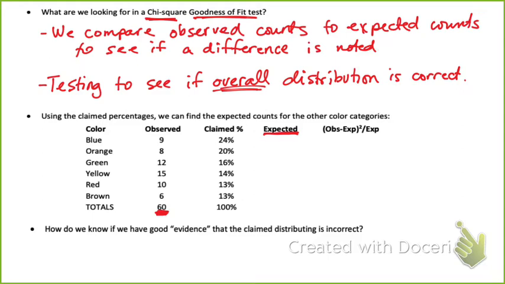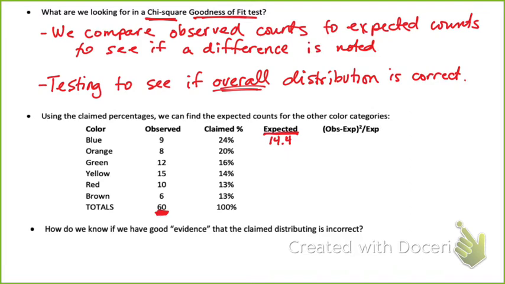So if I've got 60 M&Ms in the bag and 24% of them are supposed to be blue, how many blues should I have gotten? So we need to find out what is 24% of 60. Do you guys know how to find 24% of 60? Please say yes. Yes, ma'am. Yes. 0.24 times 60, which is 14.4. We should have gotten 14.4 blue M&Ms. But guys, we didn't. We only got 9.